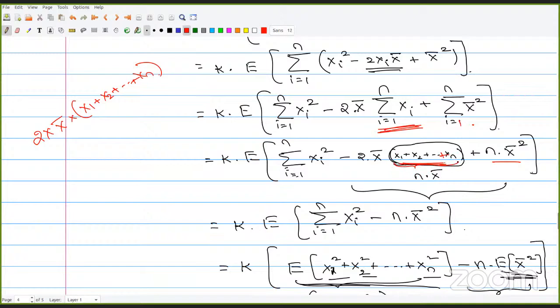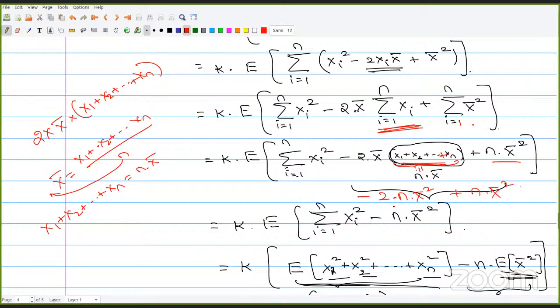This particular thing is actually equal to n times x bar. See, x bar is x1 plus x2 plus and so on xn divided by n, right? Now take n to the left hand side. What is x1 plus x2 plus and so on xn? It is n times x bar. So that is what we replaced with this. So it will become 2n x bar square, right? Correct, and that's why plus n x bar square, then minus n x bar square. This is 2n x bar square, and plus n x bar square will be minus n x bar square.